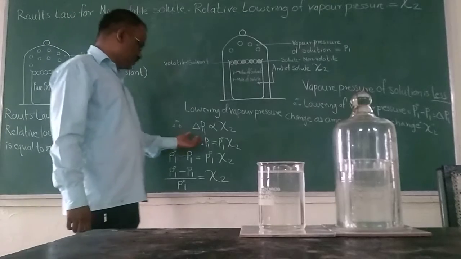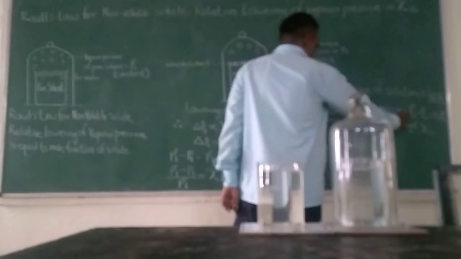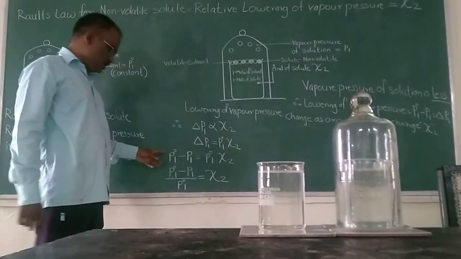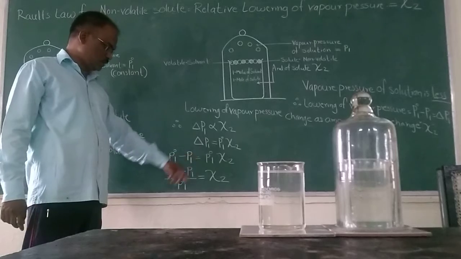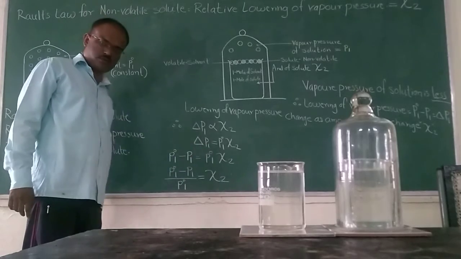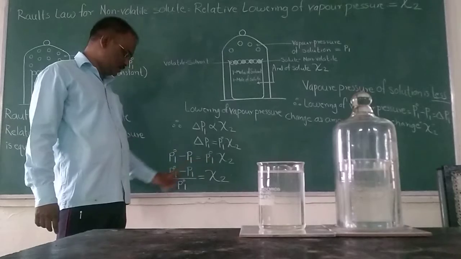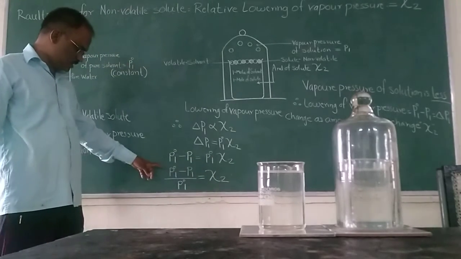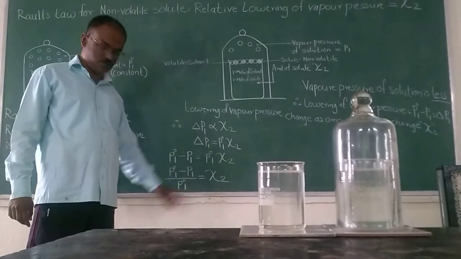Now here, what is delta P1? Delta P1 is the lowering of vapor pressure, that means P01 minus P1. So I will write it like this: delta P1, that means P01 minus P1, is equal to P01 into X2. Now I will shift this P01 to the left hand side, then the equation becomes P01 minus P1 divided by P01 is equal to X2.